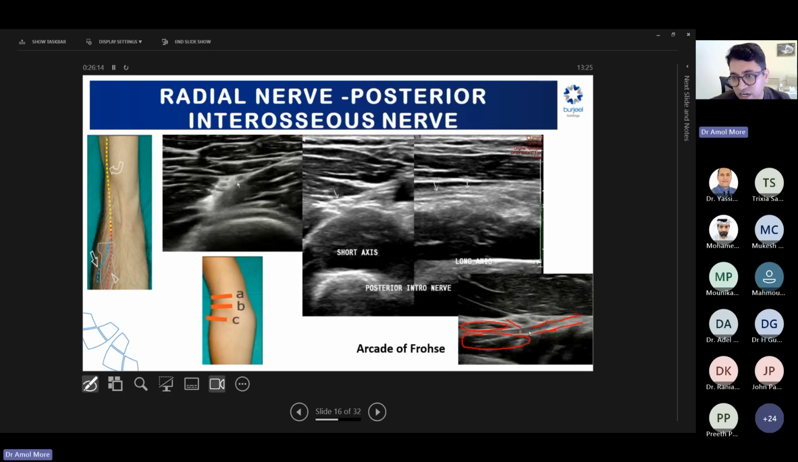At the level of the entry of the posterior interosseous nerve into the supinator two parts, there is one fibrous thickening, which is nothing but the arcade of Frosch. This is the potential location where the posterior interosseous nerve gets entrapped. We have to assess this entrapment on dynamic evaluation with ultrasound at this level. If we do pronation and supination, we can evaluate the entrapment of the posterior interosseous nerve at this level, which is nothing but the arcade of Frosch.